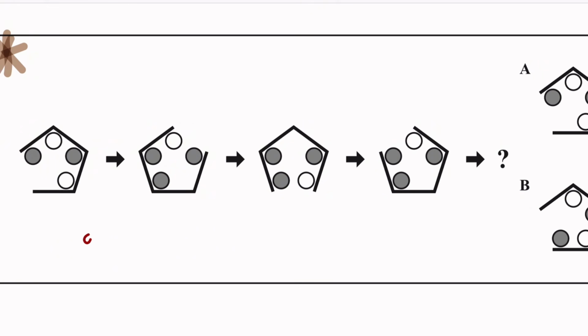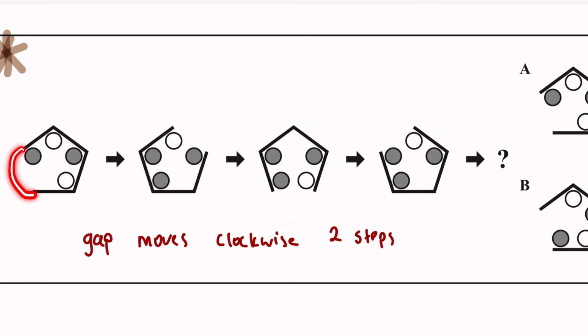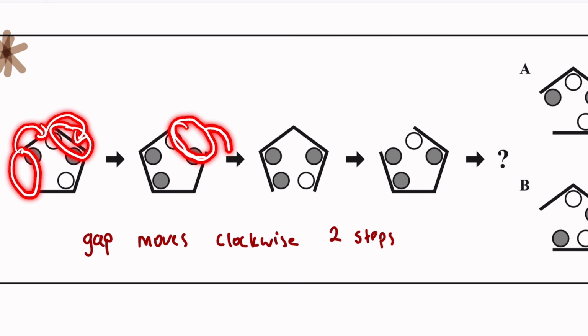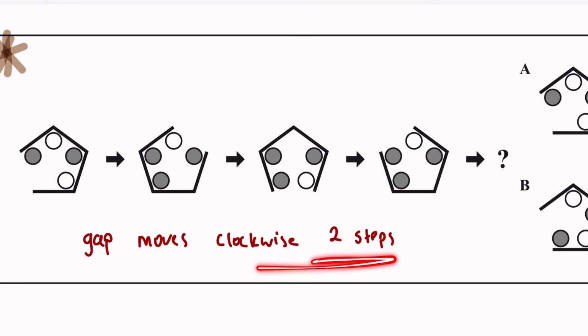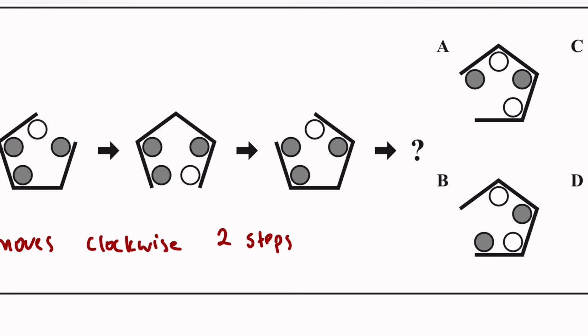And you notice that the gap moves clockwise 2 steps each time. So I'll show you what I mean. So we have the gap over here, right? Then it moves 1, 2. So the gap should end up over here. And guess what? It's over here. Then this gap moves 1, 2. Should end up over here now. And there's a gap over here. See how the gap moves 2 steps clockwise? So, knowing that, what's 2 steps clockwise from this position? Well, 1, 2. So the gap should be over here.